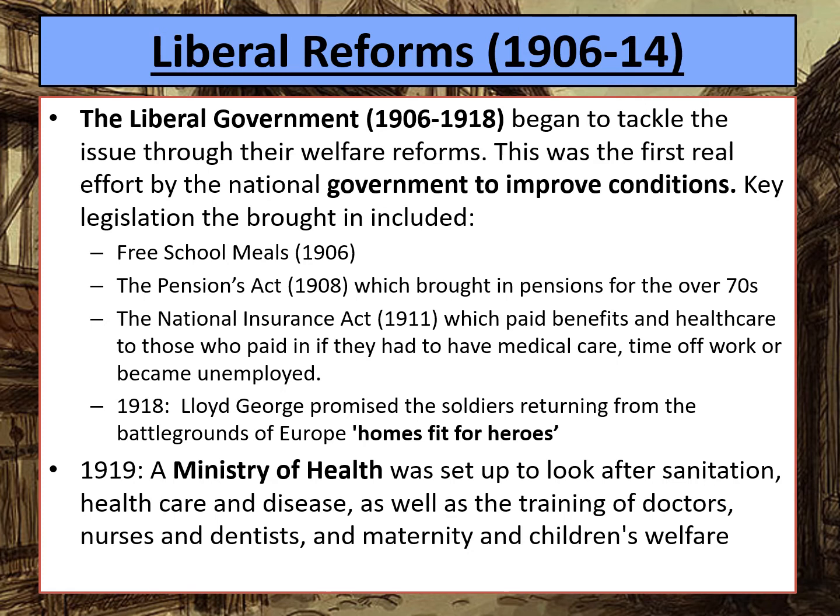They also introduced things like the Pensions Act in 1908, which brought in pensions for the over 70s. Now, obviously, that didn't help that many people because at this point, the average life expectancy was lower than that, but still, at least it was helping a few people and it was a radical new idea that they hadn't had before. There was even things like the National Insurance Act that was brought in 1911, which paid benefits and healthcare to those who had paid into the system if they needed to have, for instance, time off work or became unemployed.